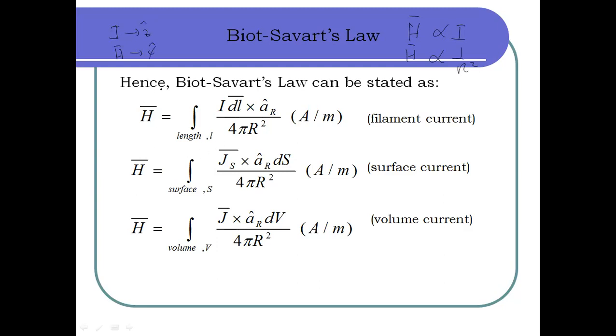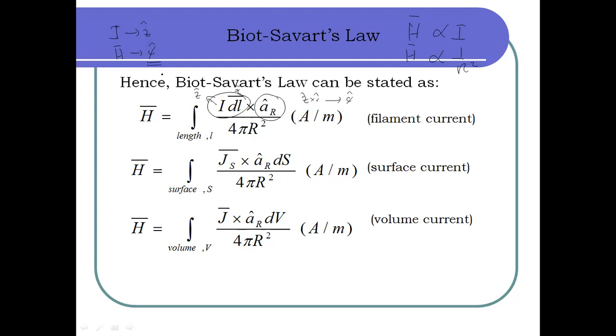So based on the observation made by Savart, we can see that H is proportional to I and inversely proportional to R squared. Knowing that I is in the Z direction, we need to have a cross product with the R unit vector, because dl is in the Z direction. So Z cross R will give us the direction of phi, which is similar to the observation made by Mr.